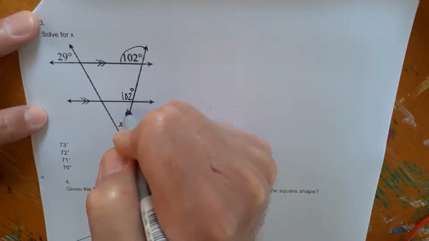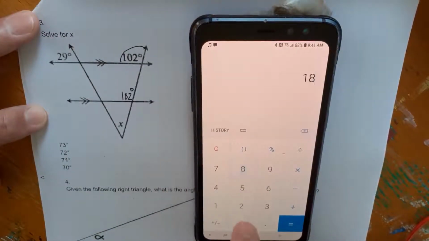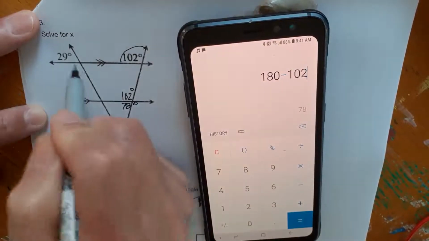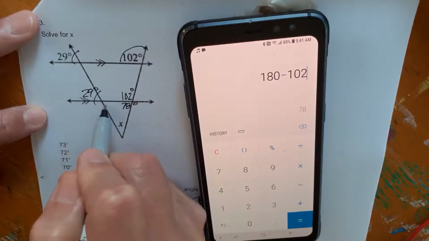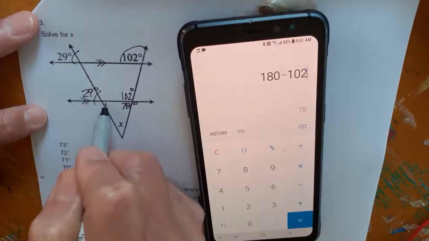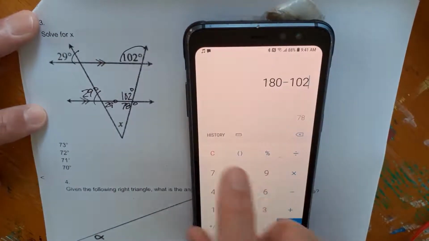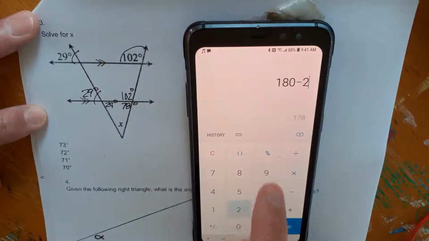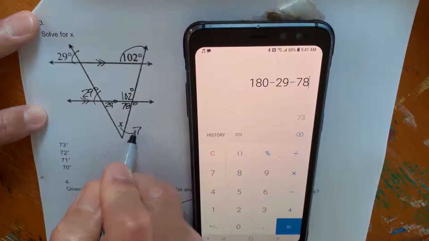If that's 102, this is 180 minus 102, right? So this one's 78 degrees inside here. This relationship is corresponding to this relationship, so this is 29 degrees. This is a vertical angle, again going back to prior units where you're going to have to study those to get this one. This becomes 29 degrees. This becomes 180 minus 29 minus 78. 73 degrees has got to be this one right here.